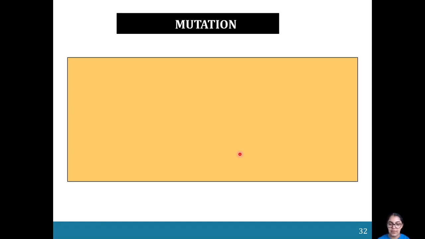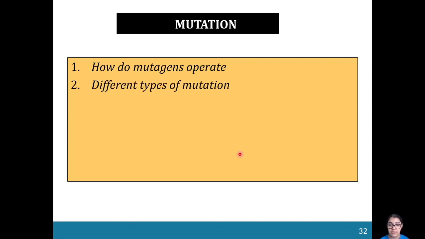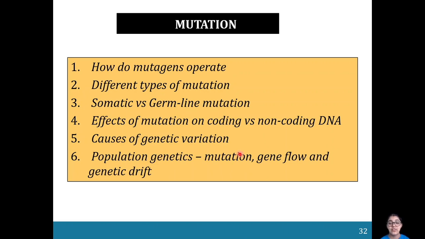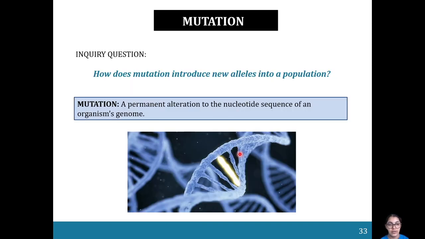Okay, here we are. So the first question we're going to look at is, how do mutagens operate, and the different types of mutations. We're going to talk about somatic versus germline mutation, and then the effects of mutations on coding versus non-coding DNA, and then look at causes of genetic variation, and finish off by talking about population genetics. So we're going to talk about mutations, gene flow, and genetic drift.